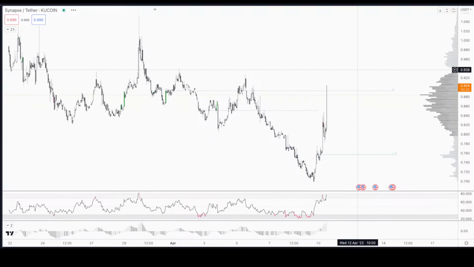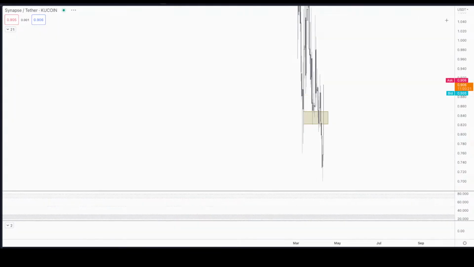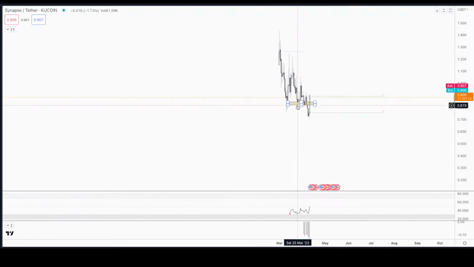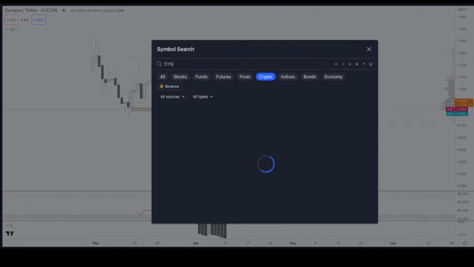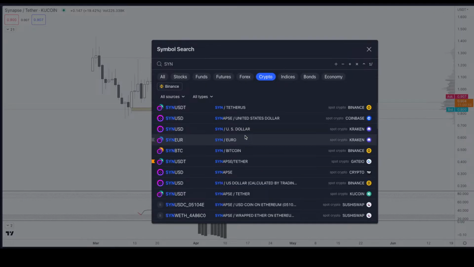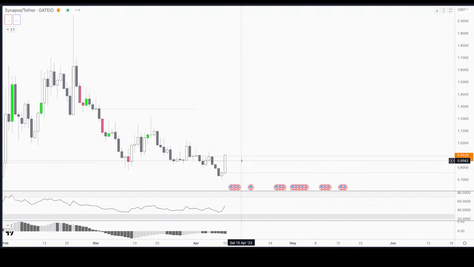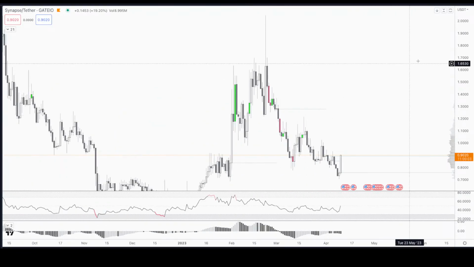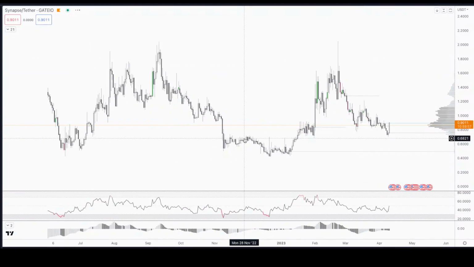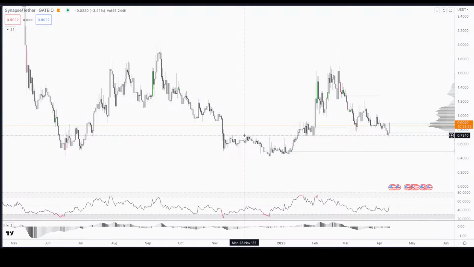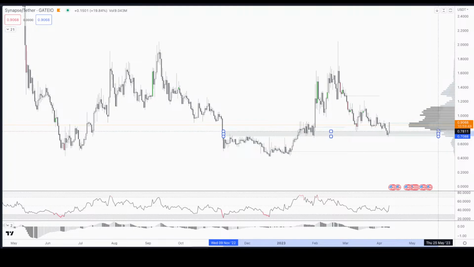Holy, what's going on here? Oh, it's actually Gate chart is much better to monitor this. It has more data.